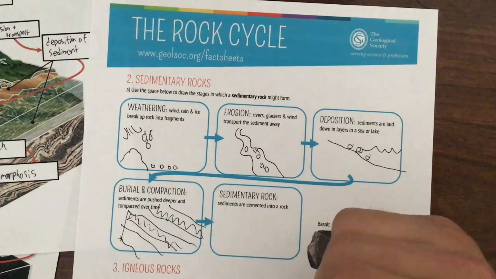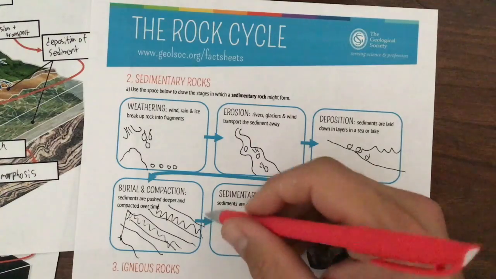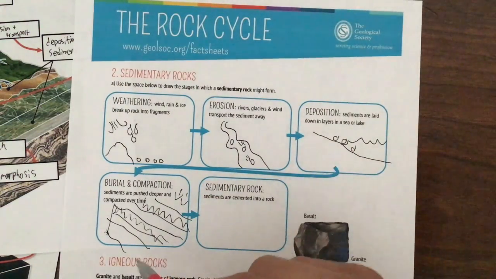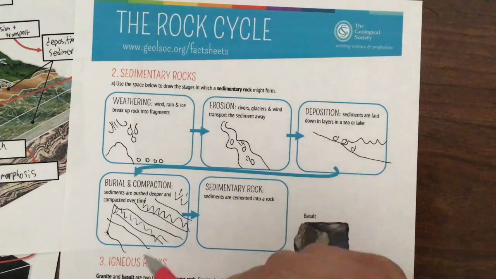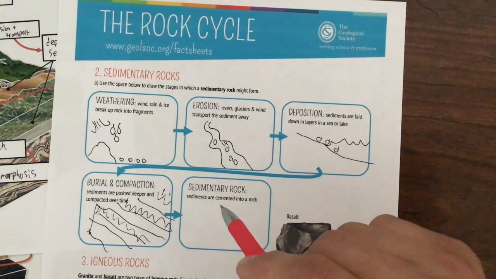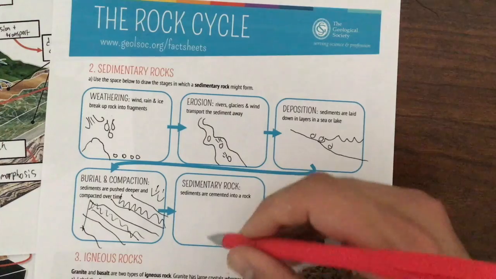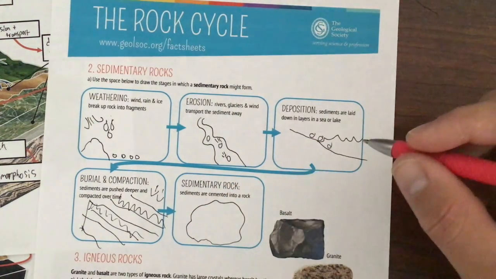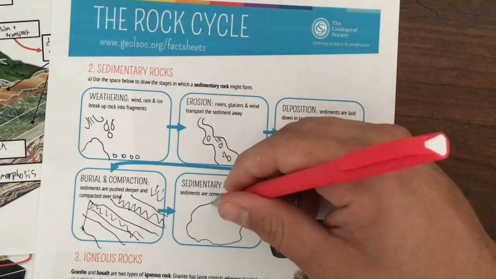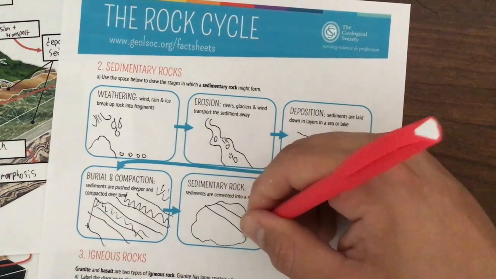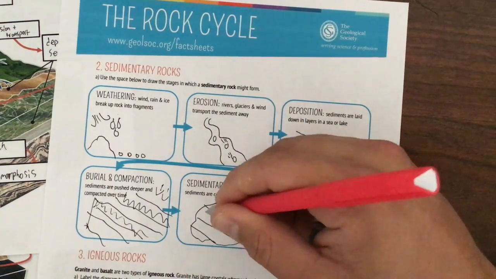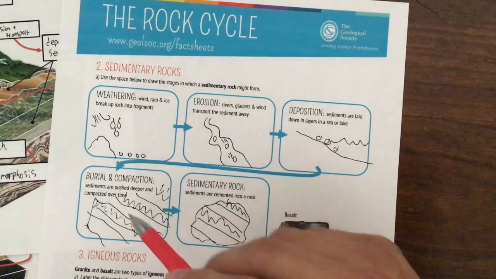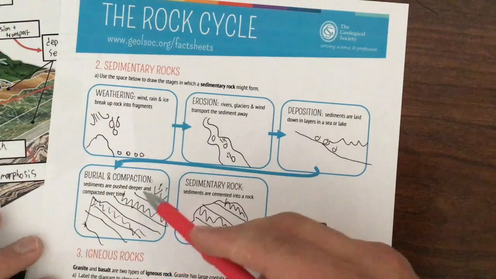All right, burial and compaction. It keeps getting compacted, so it's pushed down. See that? I drew my layers and I drew forces going down. And then sedimentary rock: sediments are cemented into a rock. So here I get my final rock, but it's going to look like my compacted rock. You see here, this is a whole beach, and it all looks like these different layers.